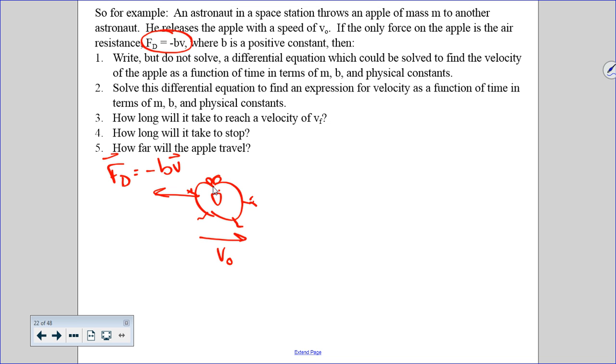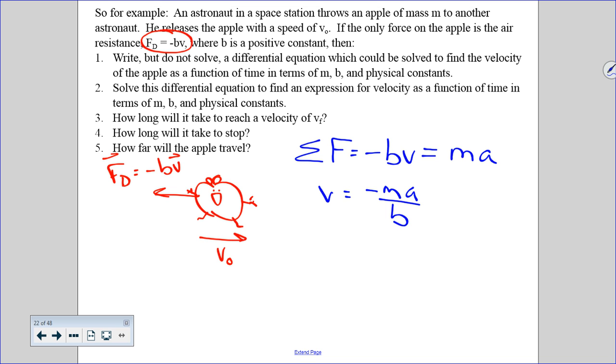What I'm going to do is write an expression for the acceleration of the thing, in this case the apple. I know that net force in this problem is negative bv, and I also know that that is mass times acceleration. If I wanted to, I could solve this for v, and I would get v equals negative ma over b. Cool, I've got a function for velocity.